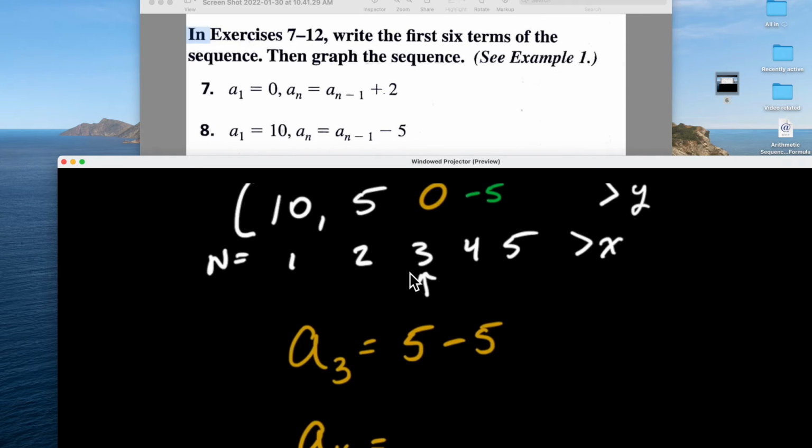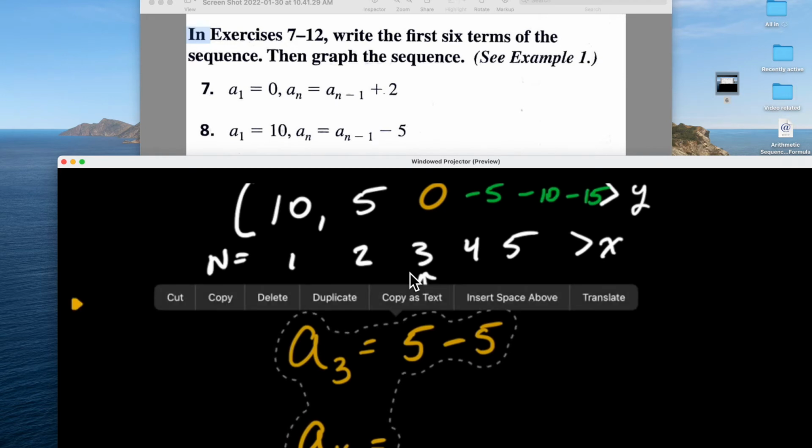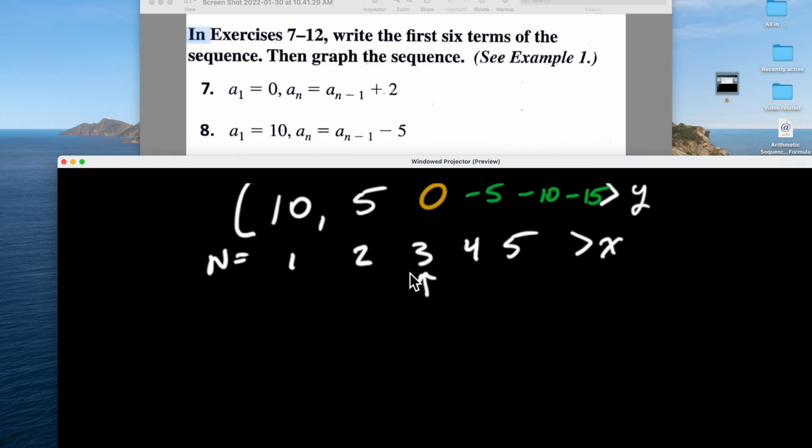If we keep doing that, we get something that looks like this. If we were to graph this, let's do that quickly. I know that we're going to have a slope of negative 5, which means we're going to get a line that is going to be going down as we move from left to right.